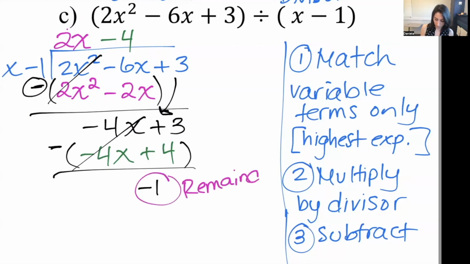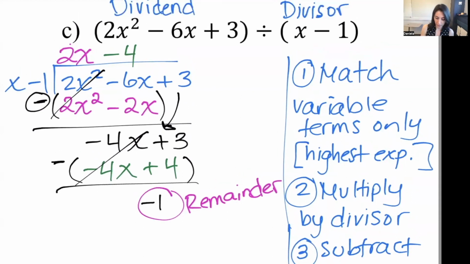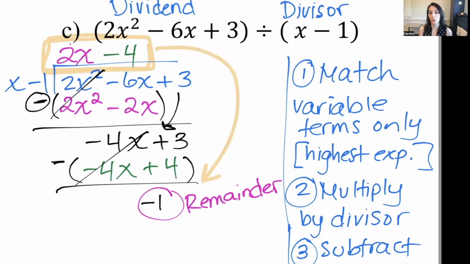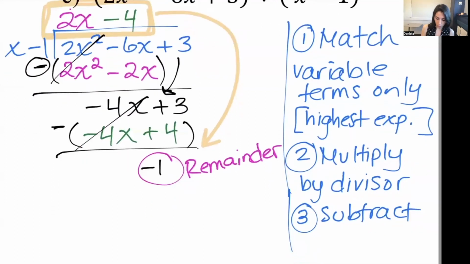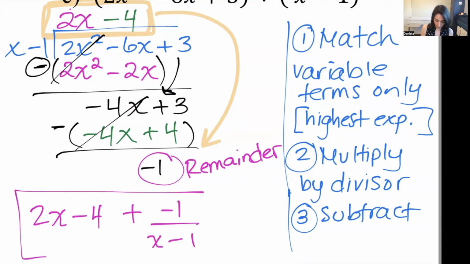Okay, so it's not like in middle school where you just get to write R1, which means remainder 1. So the final answer is going to be, let's see if I can make it in, I don't know, orange. All right, so the final answer is going to be 2x minus 4, but then you're going to add it with the remainder. But here's the catch, you have to put the remainder over the divisor. What do I mean by that? Right, so our final answer is going to be 2x minus 4 plus the remainder, as I said, and you're going to put that remainder over the divisor. Remember, the divisor was x minus 1.